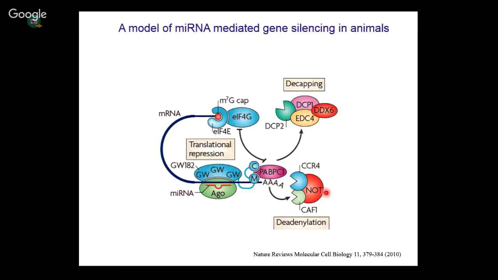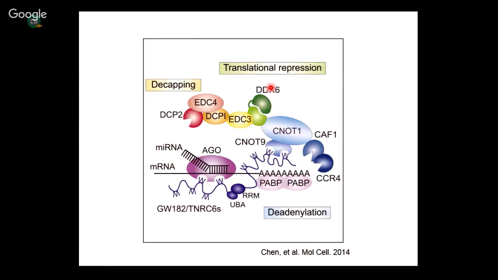Then this triggers deadenylation by the CCR4 and CNOT complex. In addition, those also interact with some decapping complex, then reach the 5' end cap site and trigger decapping, followed by some exonuclease from the 5' end. So this is the current model of microRNA-mediated gene silencing. In addition to deadenylation and decapping, it could also repress translation by multiple mechanisms.